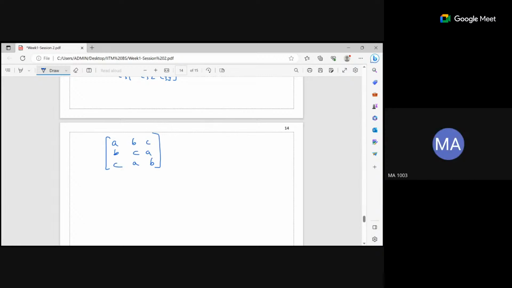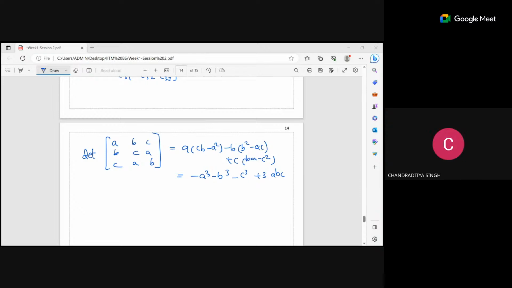Yes, sir. So if you want to calculate the determinant, it is A times (A squared minus CB) minus B times (B squared minus AC) plus C times (BA minus C squared). So actually you will be getting minus A cube minus B cube minus C cube plus 3ABC. So in your question, what are your A, B, C? A is equal to 19, B is equal to 20, C is equal to 21. You simply substitute in this formula and calculate the answer. That's all.